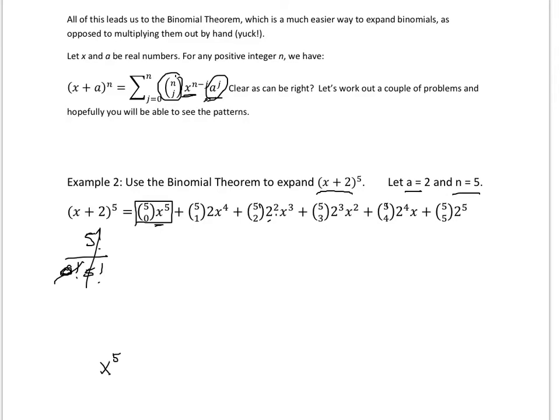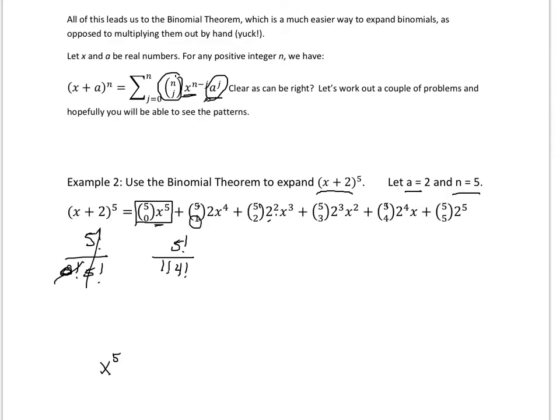Okay, so now let's look at our second term here. So we got 5 choose 1. So that's 5 factorial over 1 factorial times 4 factorial. Isn't anything over 1 just itself? So it'll just be 5. Correct. Okay, yeah, we just talked about that, right?